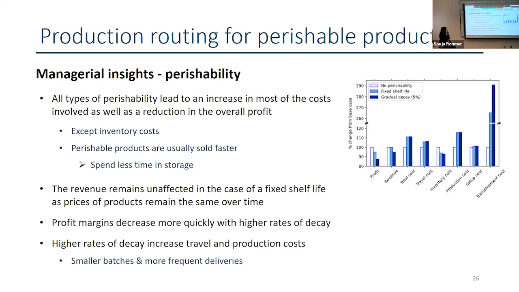At the same time, we see that perishable products are usually sold faster because they spend less time in storage than the others. So our inventory cost actually decreases. The revenue overall remains unaffected if I consider a fixed shelf life, because then we don't have this profit decline, as there's no gradual decay. Profit margins decrease more quickly with higher rates of decay. That also makes sense because our profit is directly related to the decay of the product. And higher rates of decay also increase travel and production costs, because we have smaller batches and more frequent deliveries.